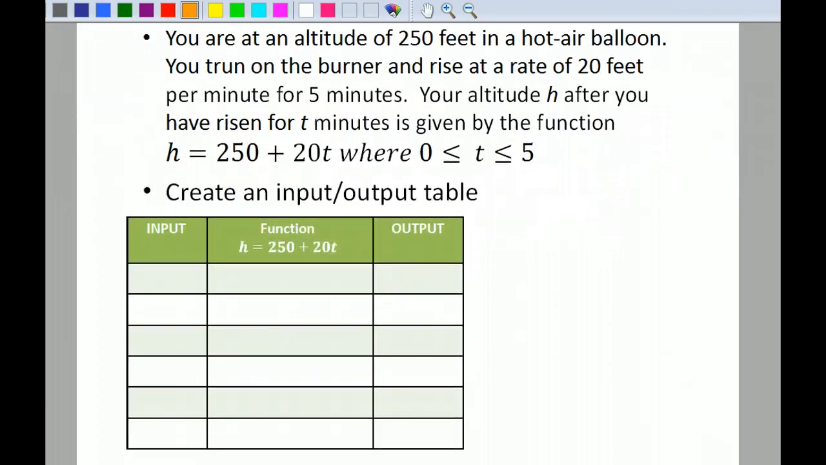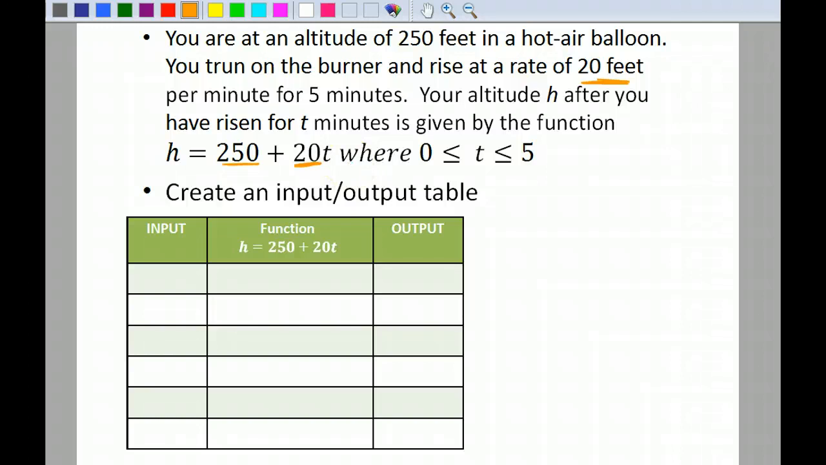Okay, now let's take a look. You're at an altitude of 250 feet in a hot air balloon. You turn on the burner and rise at a rate of 20 feet per minute for 5 minutes. Your altitude, h, after you've risen for t minutes is given by the function h equals 250 plus 20t. Now notice where this equation comes from. You're at 250 feet, and then you're going to rise 20 feet per minute. So this is the 20 feet times your time in minutes.